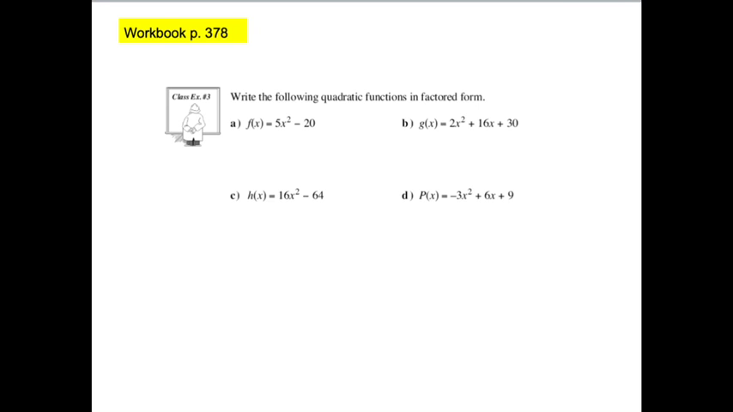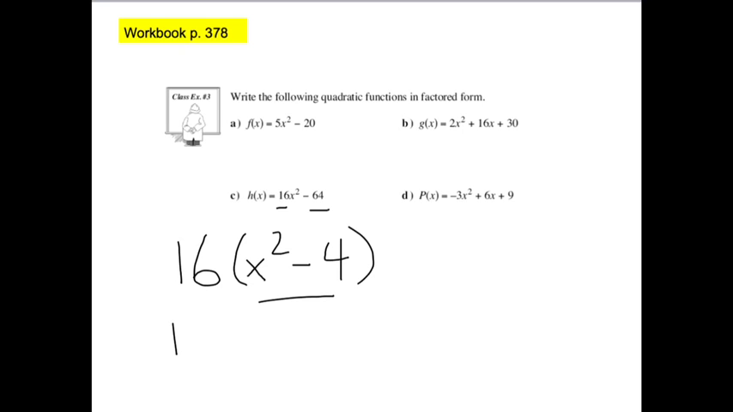For c, we've got h of x is equal to 16x squared minus 64. Both of them are perfect squares, but there's something you can take out first, and I would do that first. Both of these are divisible by 16. So what you're left with is x squared minus 4 as a result, because 64 divided by 16 is 4. This, of course, is a difference of squares, so what you're left with is x plus 2, x minus 2.